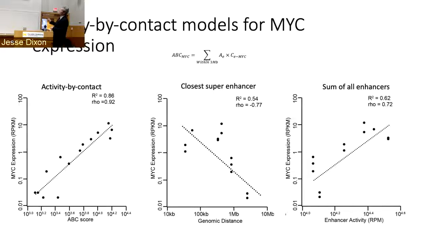And we've done some alternative things. We're saying, what about the closest super enhancer? Or you just sum enhancers, you don't weight them by contact. And these work. This explains it to an extent, but it's just not as good as the activity by contact. So we think this is the most likely feature or way of explaining this heterogeneity that we're seeing in MYC expression.